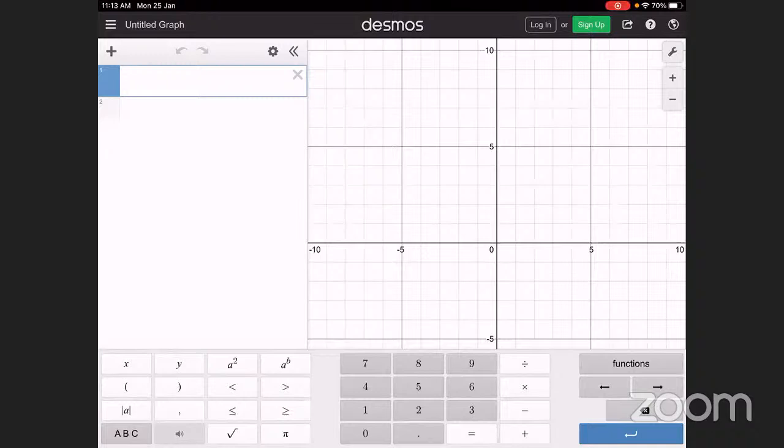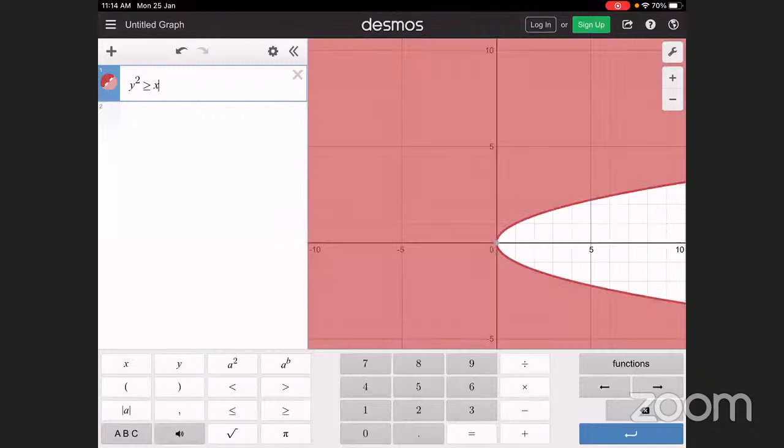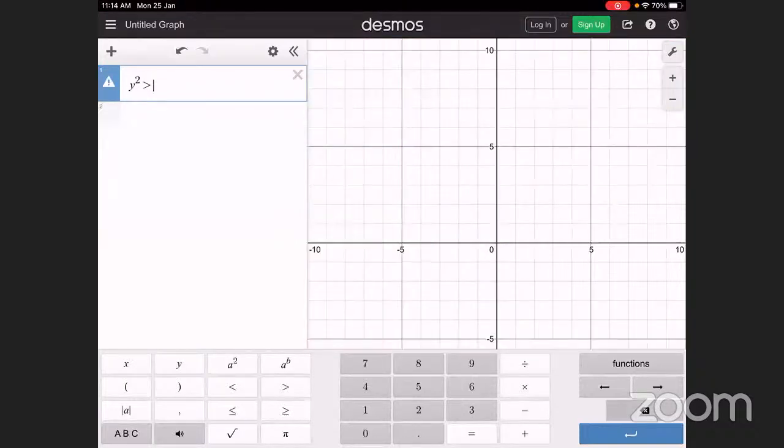Suppose I look into y squared greater than or equal to x, or y squared less than or equal to x. This is the picture immediately. y squared less than or equal to x is nothing but the region represented by the parabola y squared equals x, inside of it.